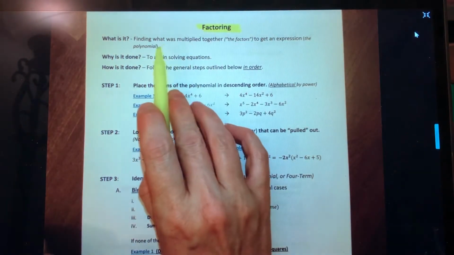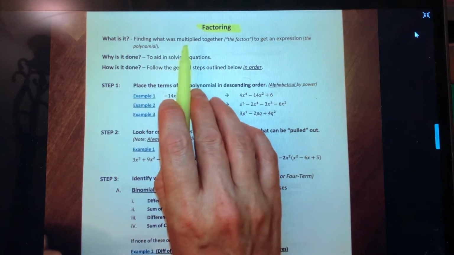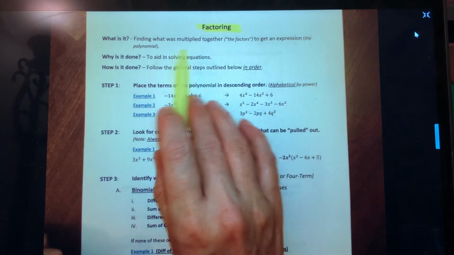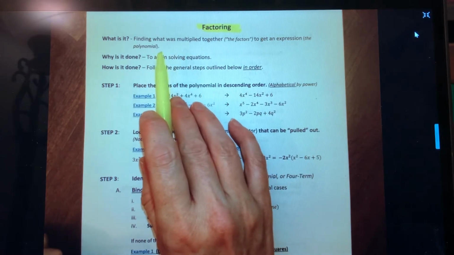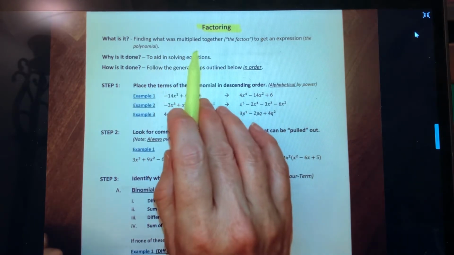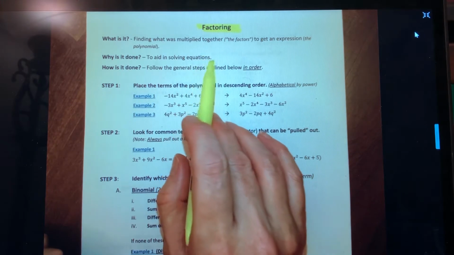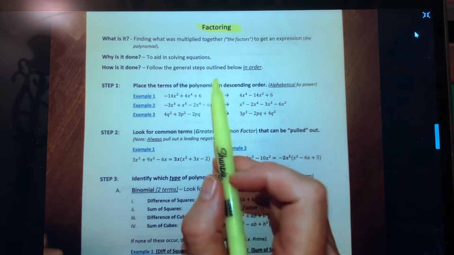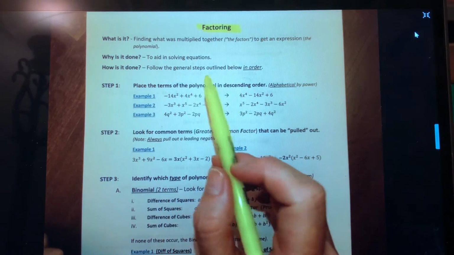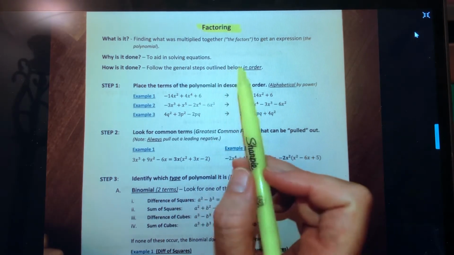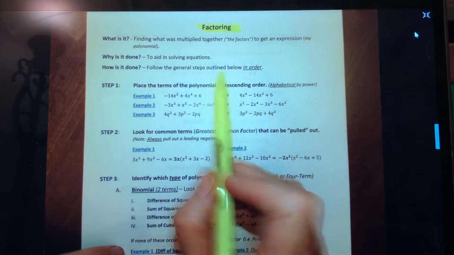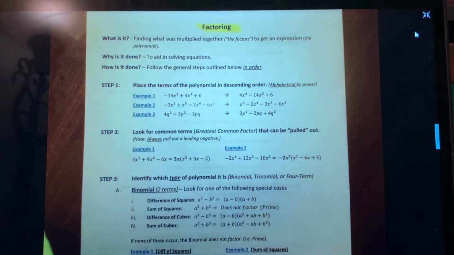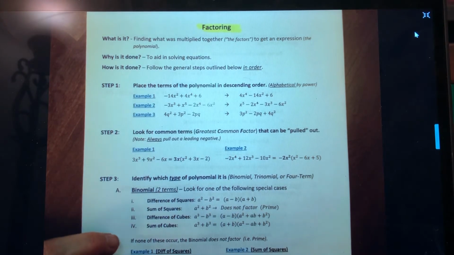What is it? It's basically finding what was multiplied together to get an expression, for example, a polynomial. So some of you may be familiar with a term called foiling. You may have taken two binomials and foiled them together to get a quadratic, let's say. Well, factoring is basically doing the opposite. It's taking that polynomial, like a quadratic, for example, and breaking it back down into its component parts.